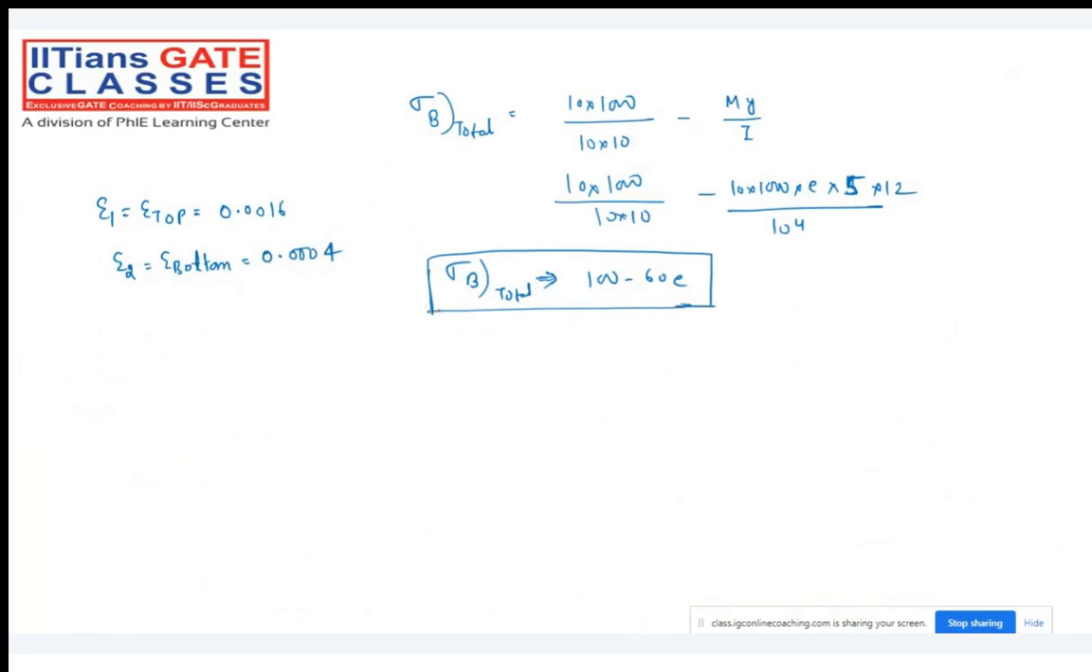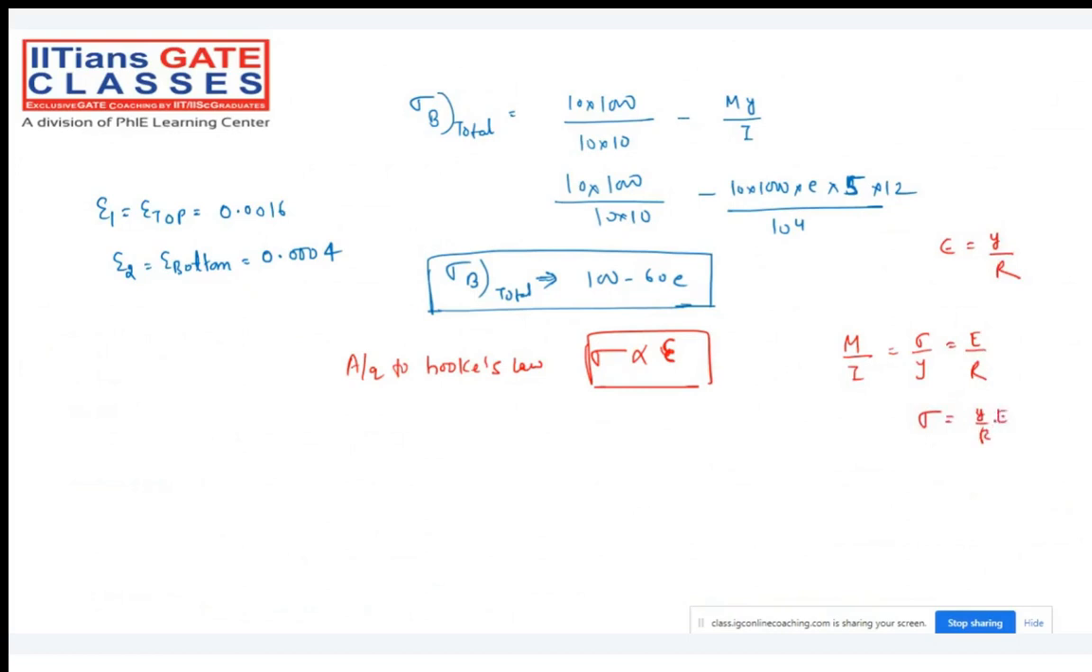So what we can write, my dear friend, according to Hooke's law, we know that sigma is what? Directly proportional to epsilon. Right, and in the bending stress chapter also, what we have seen, M by I is equal to sigma by Y, and we already seen E by R. So what we can write? Already we have seen epsilon is Y divided by R. So sigma is Y divided by R into E. So sigma is epsilon into E. Right. So according to Hooke's law, sigma is directly proportional to Y.